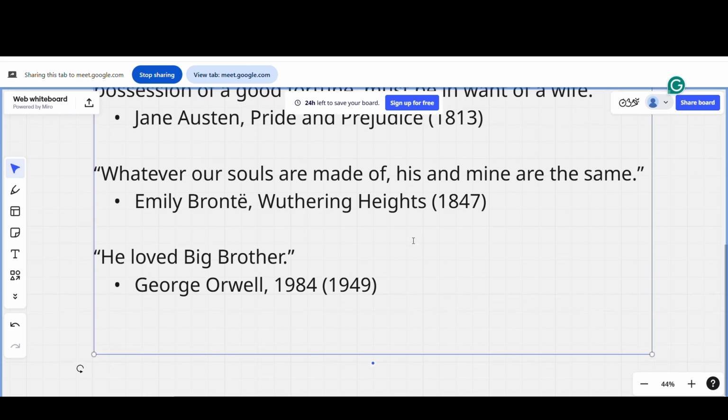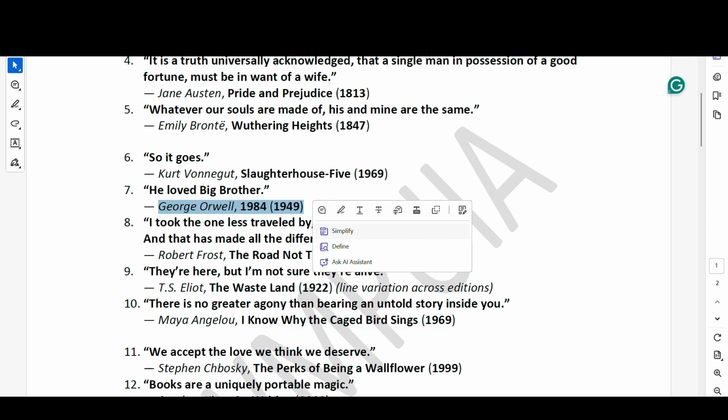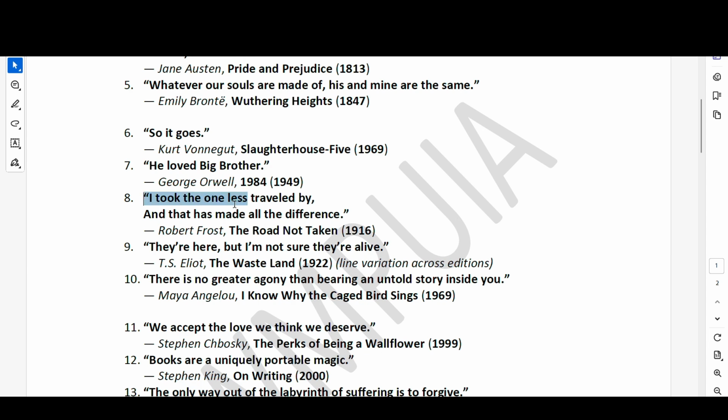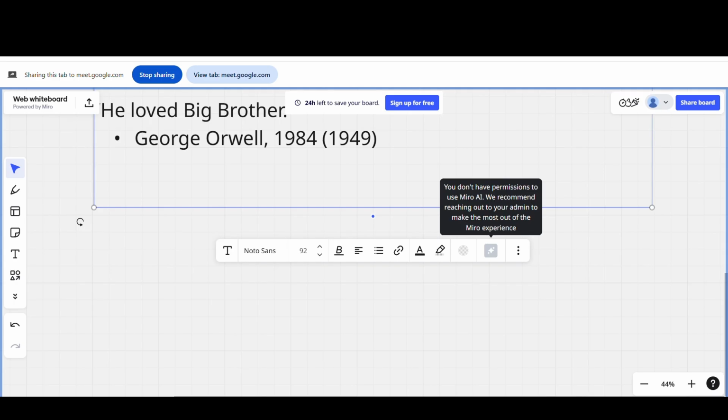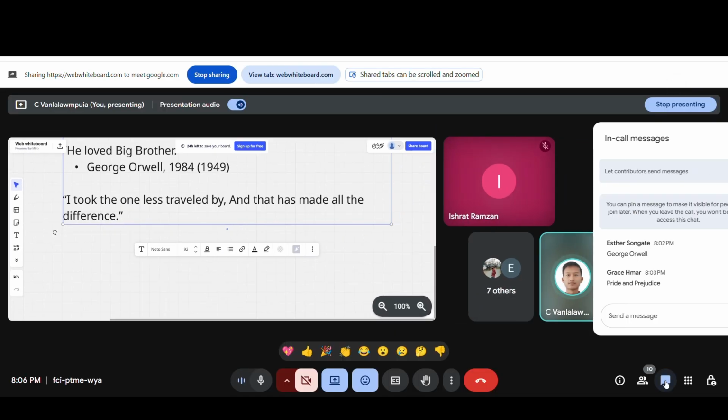We'll do about 10 and I'll just give you the PDF. Maybe I'll come back after a while, but we can't solely focus here. And this is a very popular one. I've gathered popular ones only as of now. Who knows this? I took the one less traveled by, and that has made all the difference. Do you have any idea?